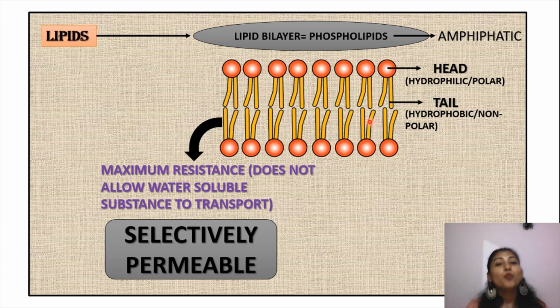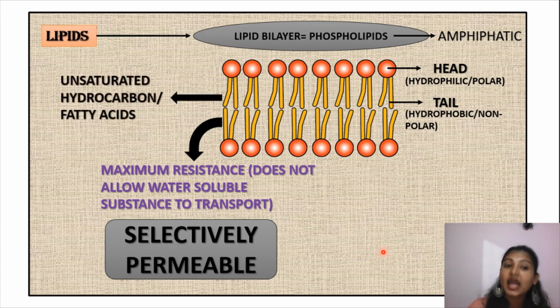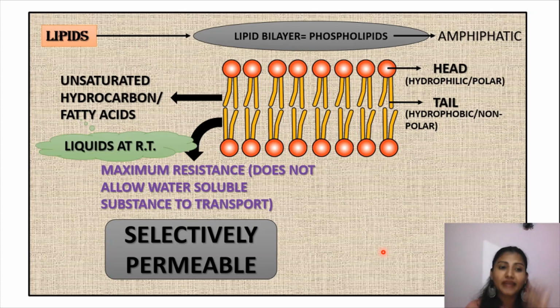Now one more part which is very important to understand is that the tail has some unsaturated hydrocarbons, and they are also termed fatty acids. Now what are unsaturated hydrocarbons? If we see the basics in chemistry, they are fats which are liquid at room temperature.